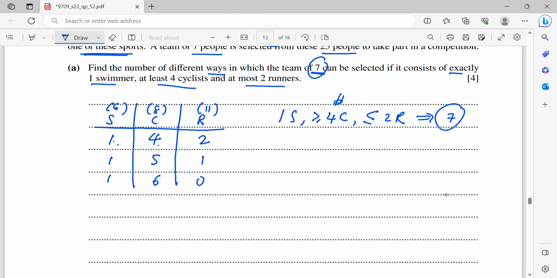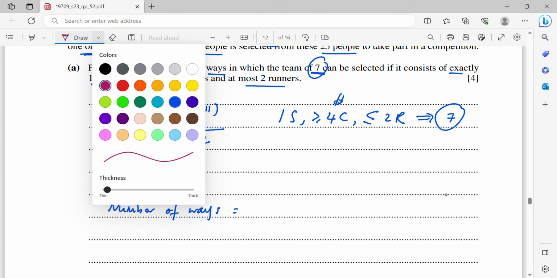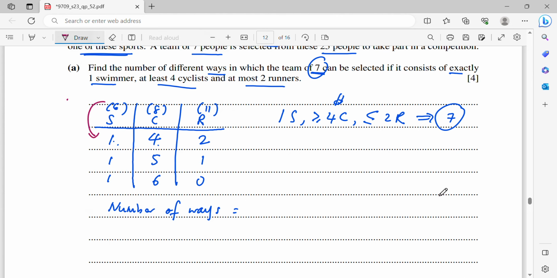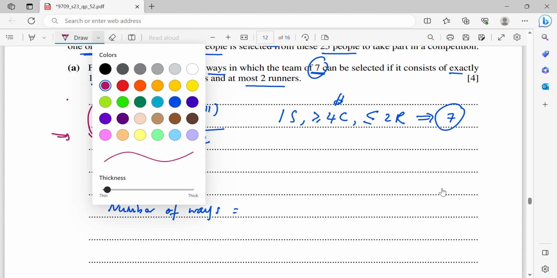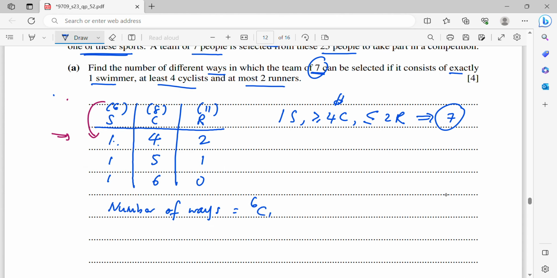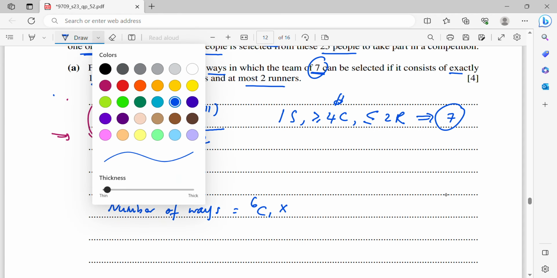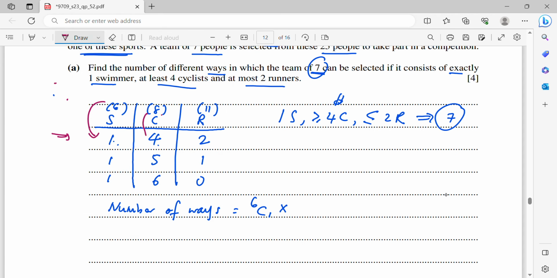So now the number of ways. From 6 swimmers, you choose 1. This is the first combination. So 6 swimmers, you choose 1, and for the second case, 8 cyclists, you choose 4. Then 11 runners, you choose 2. So all these are the combinations: 6C1, 8C4 and 11C2. So this is for the first combination.